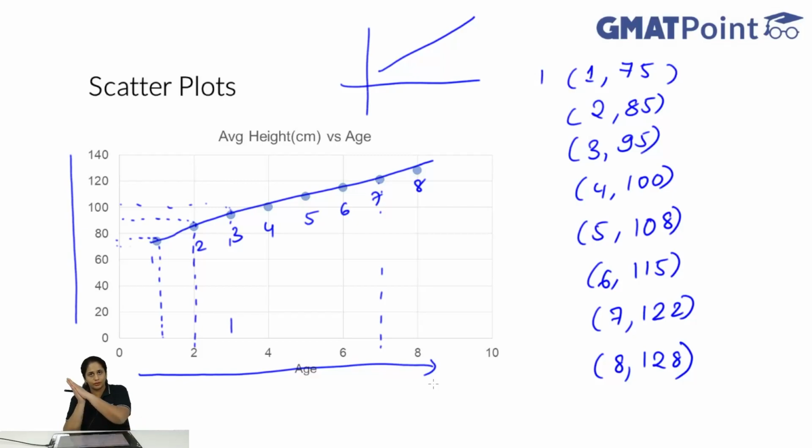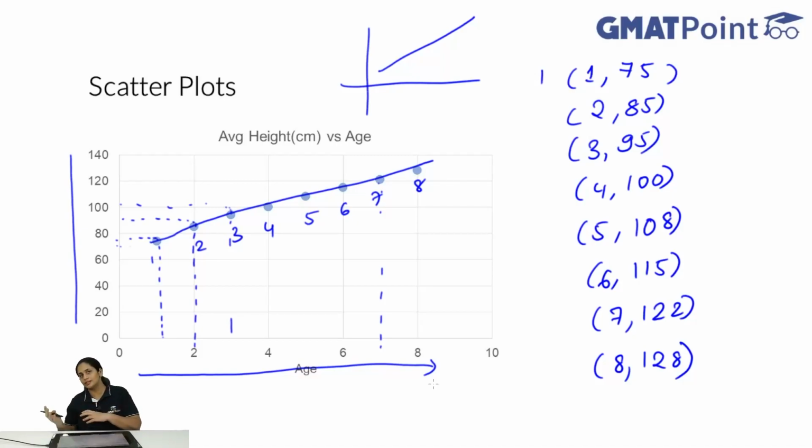Is there a positive correlation? Is there a negative correlation? Is there no correlation as such? So what is the relationship between the value that is represented on the x-axis and the value that is represented on the y-axis? This is the idea behind a scatter plot. The scatter plot depicts a tuple or two variables together and tries to show the relationship between these two variables.